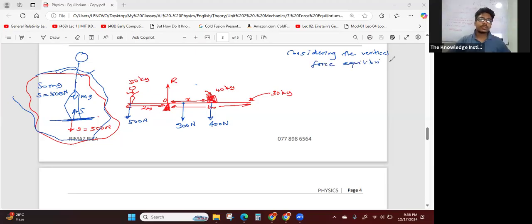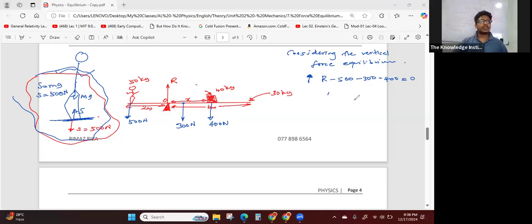we can see the only forces are minus 500, minus 300, because I'm considering vertically upward. So you have to indicate the direction also. Minus 500, 300, minus 400. So these are all the forces acting on the plank. So if it's in equilibrium, the resultant should be 0. So therefore, R equals 900 and 300, 1200 Newton. So therefore, the normal reaction force here will be 1200 Newton.